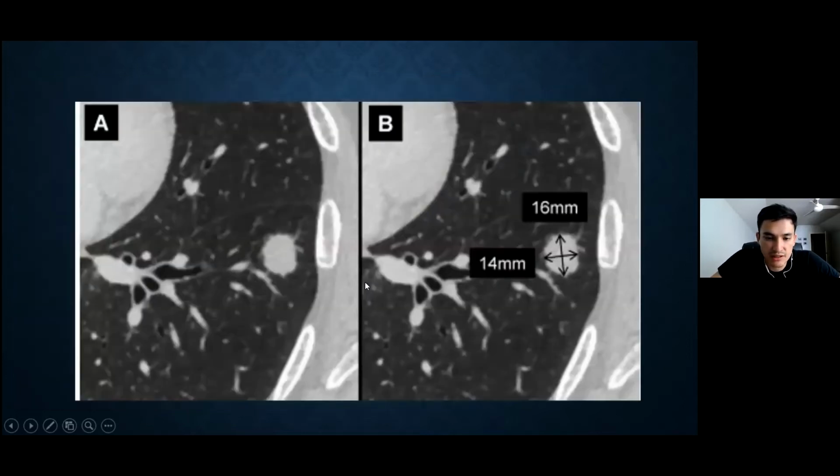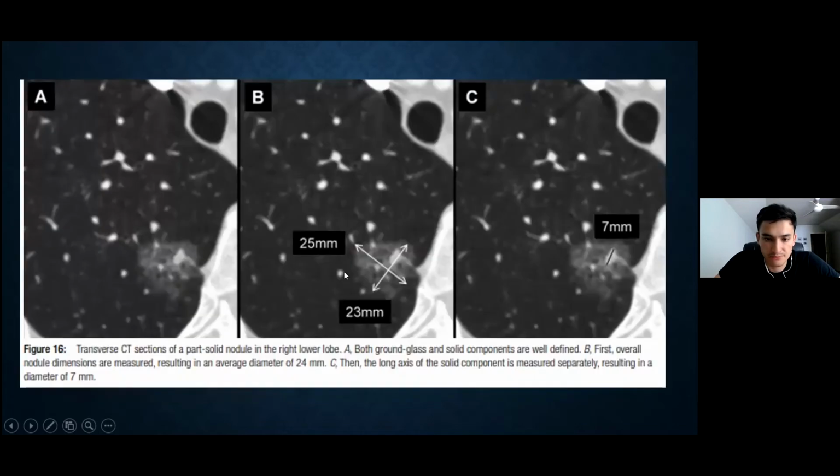In this image, there is a solid pulmonary nodule. The long axis is 16 and the short axis is 14. The sum of both is 30, and if we divide it by 2, it is 15 millimeters. So the average size is 15 millimeters for this lung nodule.